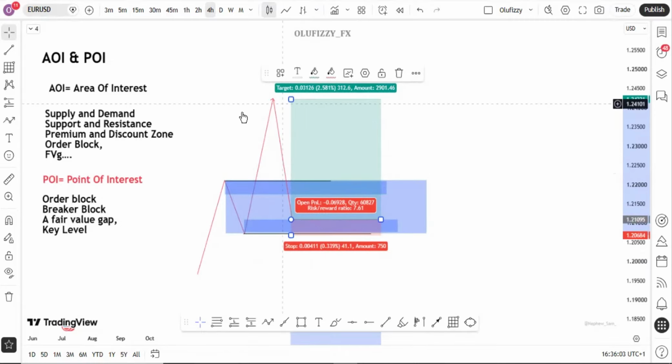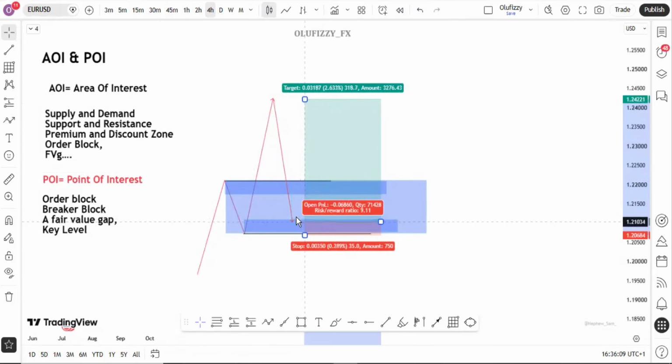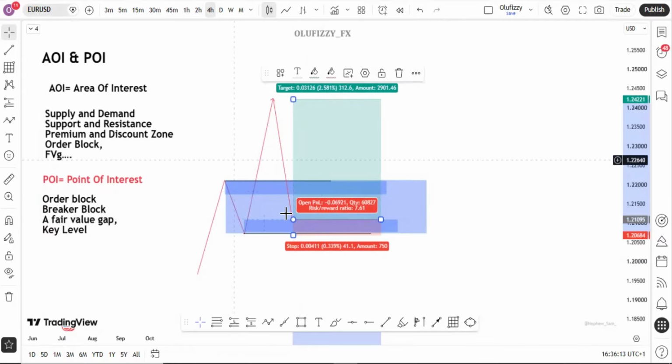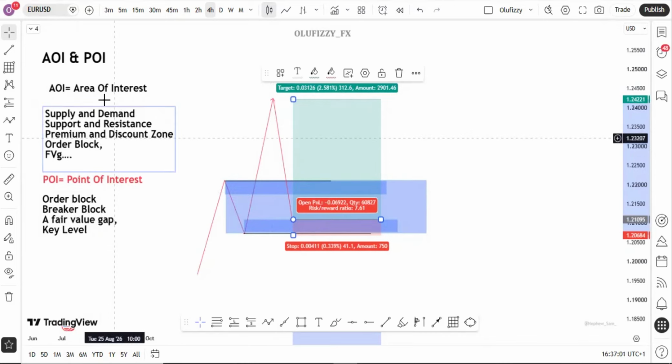So that is area of interest and point of interest, and how you can use it to find a high probability setup. Instead of just buying straightforward, you now look for a point of interest within your area of interest. An easy definition you can use is that your area of interest is a zone you want to look at, while your point of interest is exactly where you are looking to buy or sell. So now I think you should be able to understand what AOI means, what POI means, and the difference between them, and also how you can use both together.